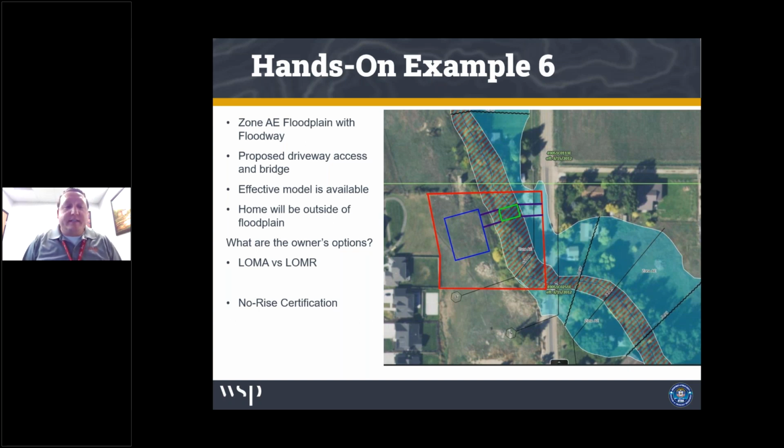In this case, they're going to have to prove a no-rise certification. If they can show no rise is caused by that structure, then they can move forward with the plan to put in that structure, and then they would look at a LOMR after the fact. If they are going to cause any rise within that floodway, then they have to go through the CLOMR process. And so those are the two scenarios here. It really depends on whether that structure they want to put in is going to cause a rise or not in that scenario.